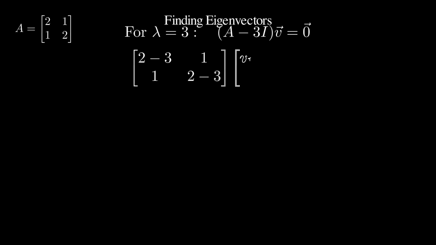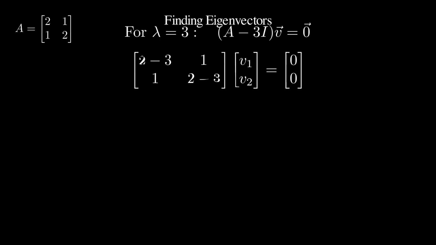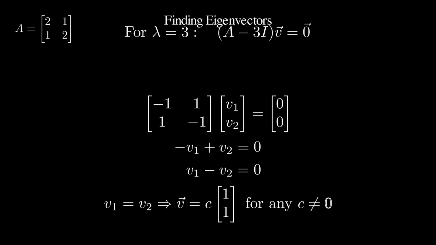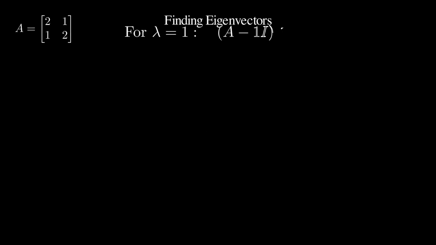We get a system of homogeneous linear equations. Simplifying the coefficients, this gives us two equations. Solving this system, we find that V1 equals V2, giving us the eigenvector direction of 1, 1. Similarly, for lambda equals 1, we substitute and solve.